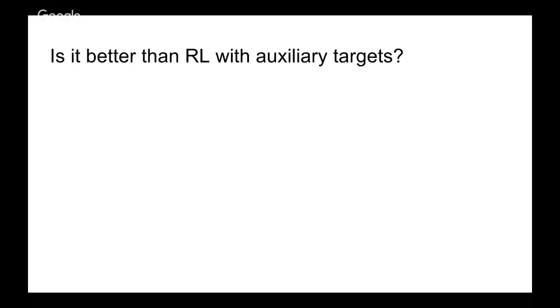Another question I had is about this method, learning to act by predicting the future. Is it better than doing reinforcement learning, but just having auxiliary targets, for example, on your critic? In some sense, is it the same thing? It's essentially auxiliary targets. Well, wait a second.